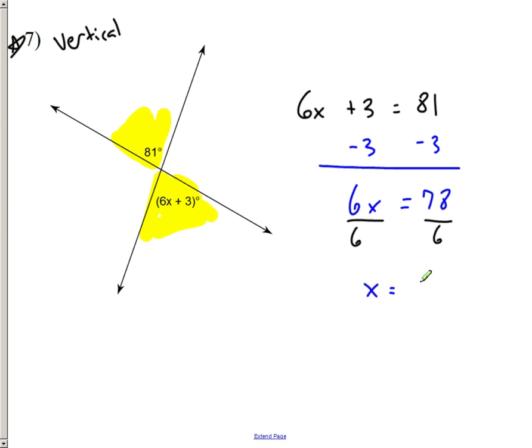6 goes into the 7 once. Got 1 left over. Bring down the 8. 6 goes in 18 3 times. So, 6 times 13 is 78, and 78 plus 3 is 81, just like we said it should be.